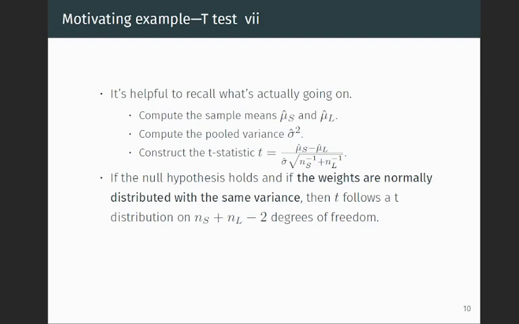If the null hypothesis holds, and if the weights are normally distributed with the same variance, that's the key assumption, then the t-statistic follows a t-distribution on ns plus nl minus 2 degrees of freedom. And this is how we can construct a confidence interval, and how we can compute a p-value. So those are the assumptions that are built into this test and which allow us to do inference and hypothesis testing.